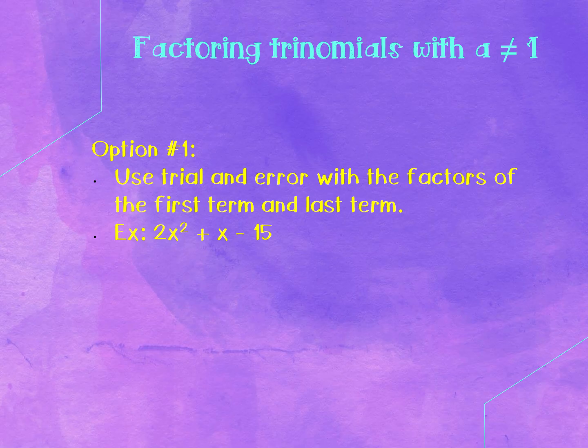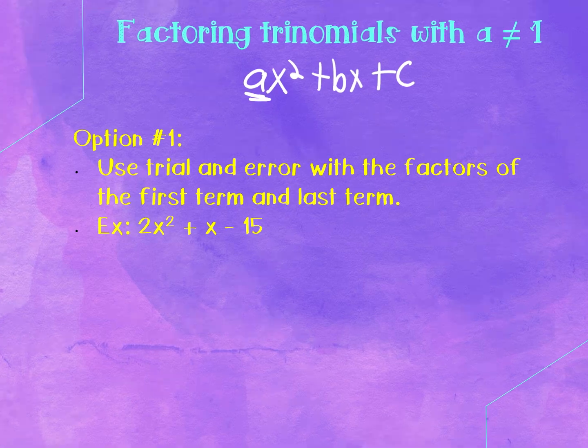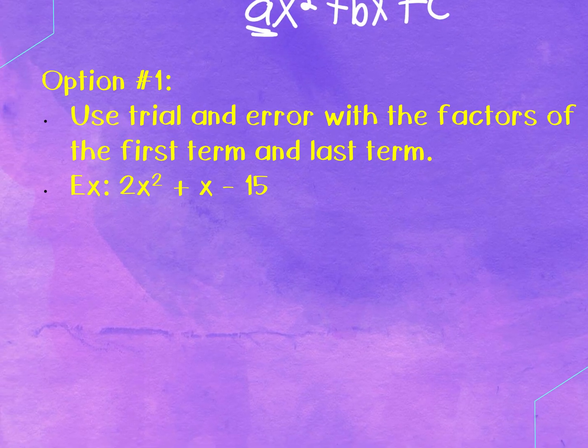Okay, now we're going to do trinomials where a does not equal 1. What do I mean by that? We're going to do ax squared plus bx plus c, where a is not 1. So it's not just going to look like an x squared. It's going to have a number in front. The first option is trial and error.